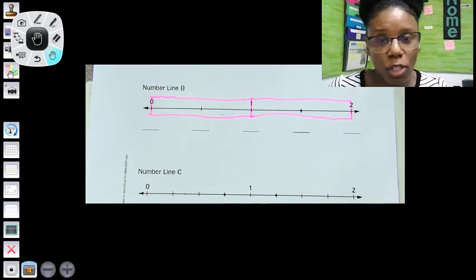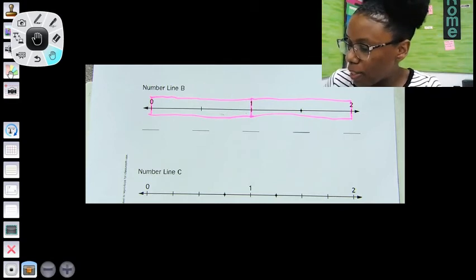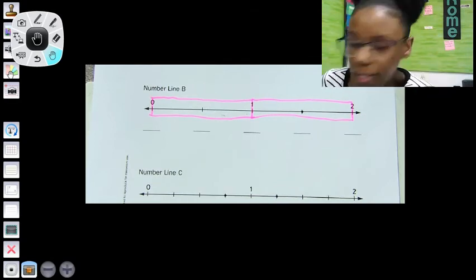Now, please don't pay attention to Mrs. Rome's lines. I am drawing this and talking and videoing all at the same time.